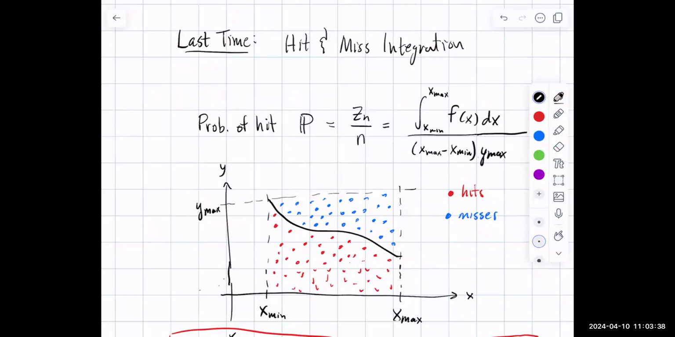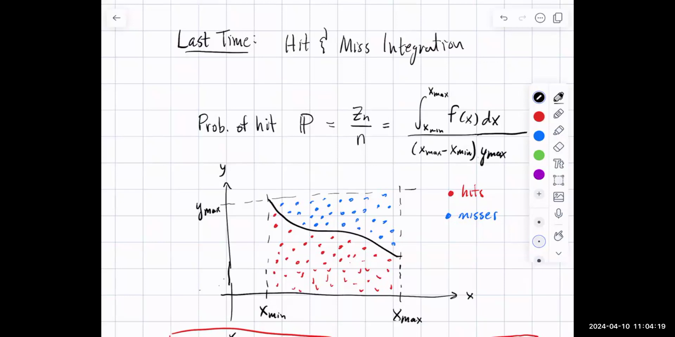And then what we're going to do is randomly generate pairs of x, y coordinates. The x points will be between x min and x max, and the y points will be between y equals 0 and y max. And when we generate this random coordinate, we'll check if the point that I generated lies below or above the curve. If it's above the curve, I'm going to call that a miss. And if it's below the curve, I'm going to call that a hit.